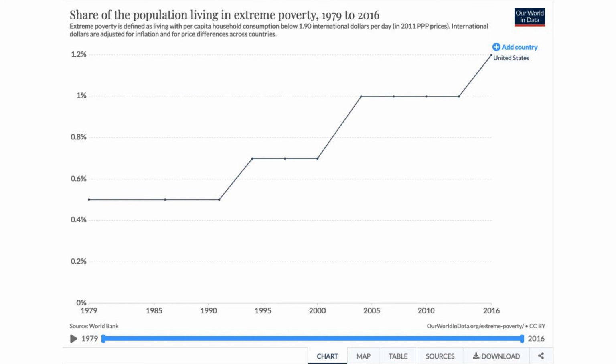The final representation is the verbal representation. And we can describe this function with various levels of complexity. So we could say just that the share of the population living in extreme poverty in the United States is a function of time. Or we could say that the share of the population living in extreme poverty in the United States increases over time. Or we could say that the share of the population living in extreme poverty in the United States stays fairly constant, but increases about 0.25% every 5 to 10 years.